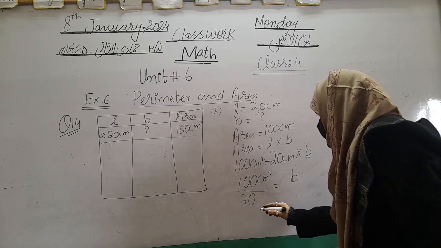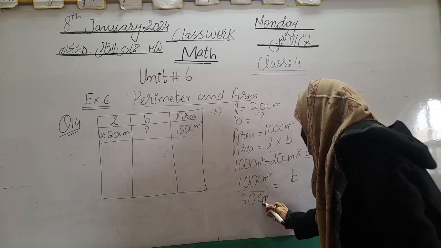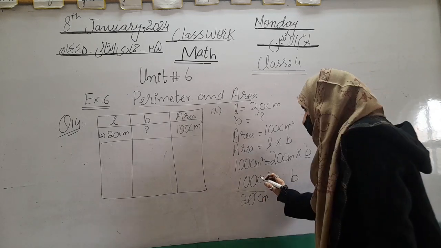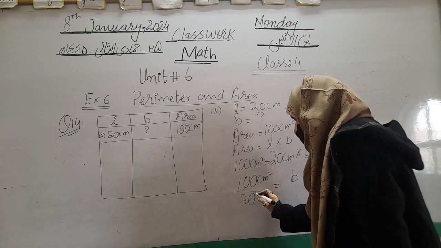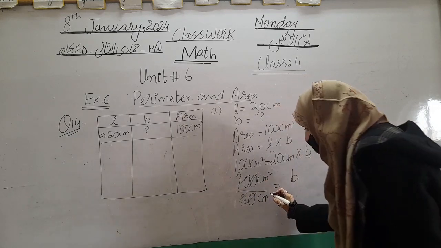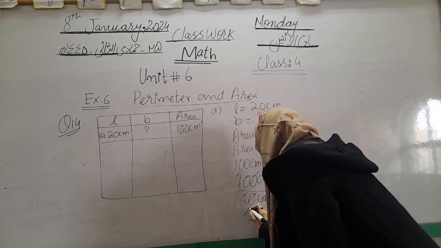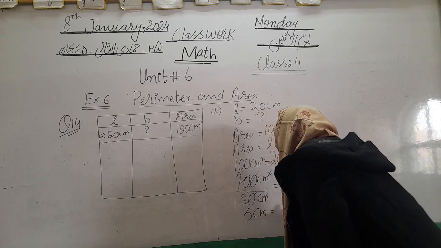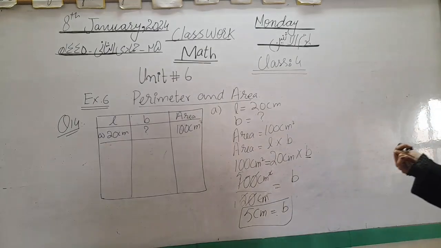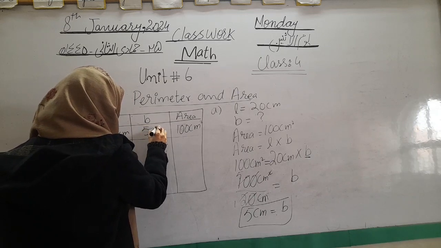Now we have B. This is also centimeter. Length and breadth is always in centimeters. Now 100 divided by 20. 0 is cutting with 0. 2 ones are 2, 2 fives are 10. And 1 centimeter is also cut with this 2. Now we have 5 centimeter, which is equal to B. Length and breadth both are in centimeters and area is in centimeter squared. So the value of breadth is 5 centimeter.